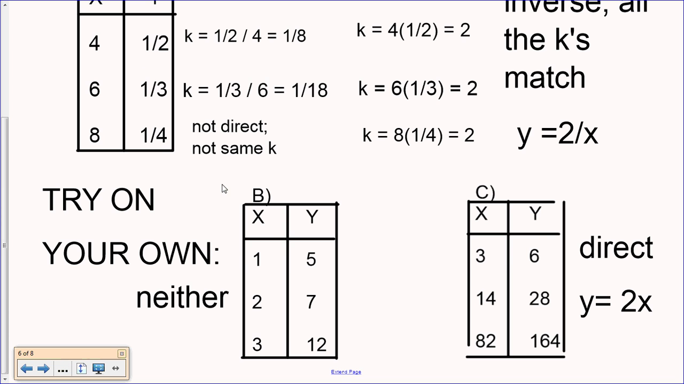Okay. By the way, if you ever see a 0, 0 in there, you automatically know it's not inverse, because inverse does not go through the origin. And when you are finding k for it, 0, 0 is always going to give 0 for the k, so it doesn't really help you. So if you see 0, 0 in there and you're still trying to test to see if it's direct, just skip over that ordered pair.